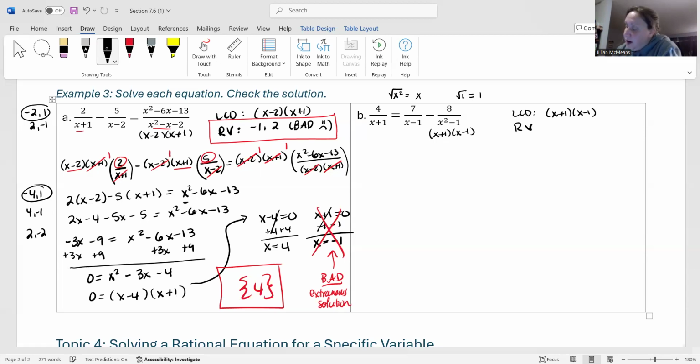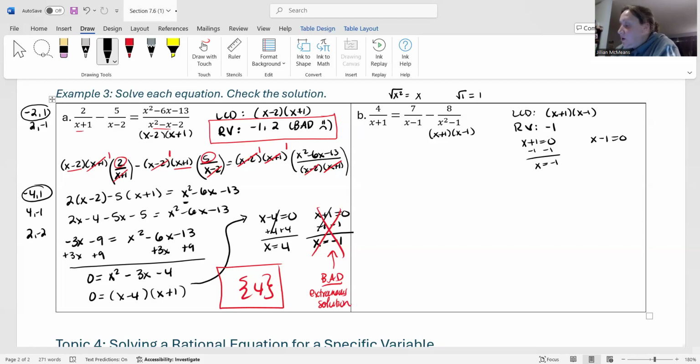We want to go ahead and find our restricted values. Remember, you take your LCD and set it equal to 0. Since our LCD is a product, we're going to take each factor and set it equal to 0. If I have x plus 1 equals 0, I subtract 1 from both sides, and that tells me x equals negative 1 is a bad value. So one of our restricted values is negative 1.